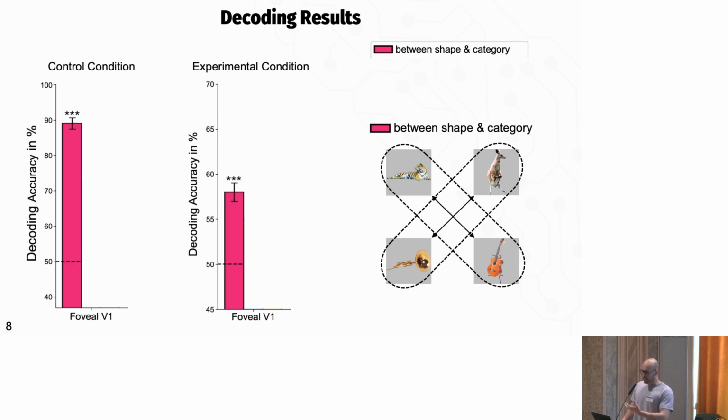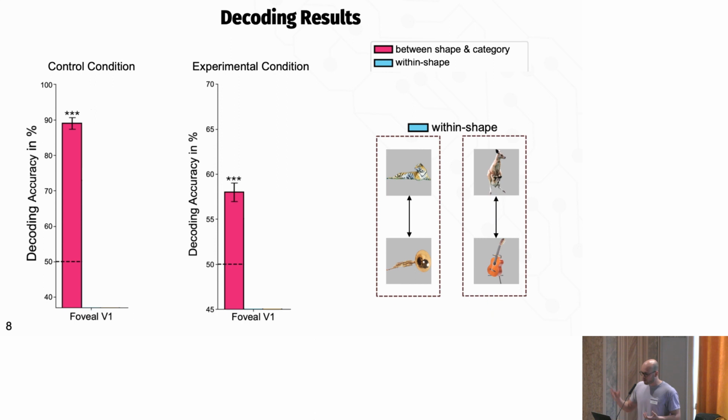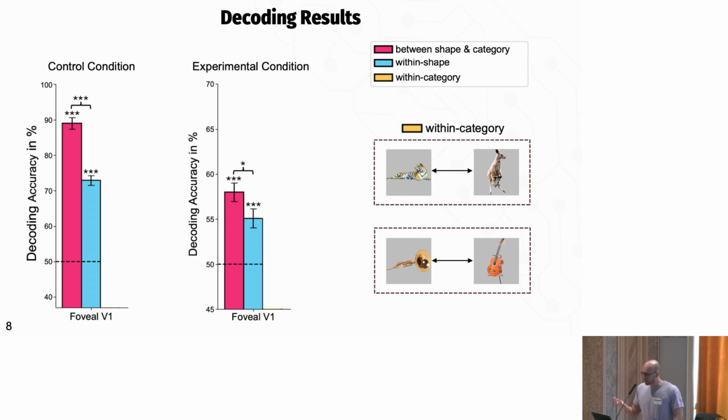Then we systematically took away information. So we first compared within shape. So here we drastically reduced the shape information that we give the decoder. And we see that in the control condition as well as in the experimental condition, the decoding accuracy drops. So it seems like shape is somewhat represented in the cortical or in the neural code that we were capturing here.